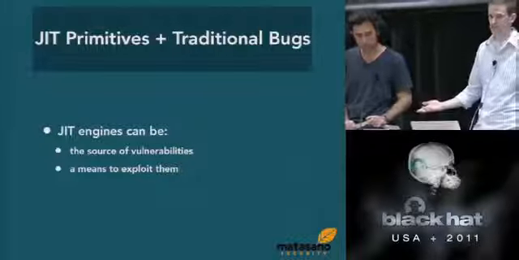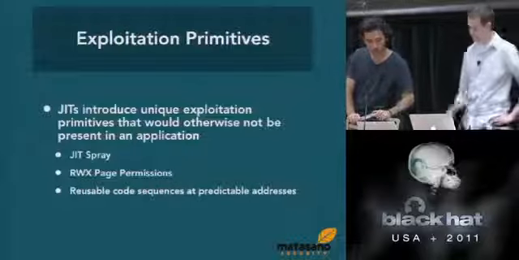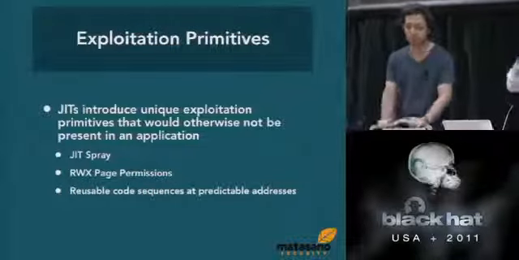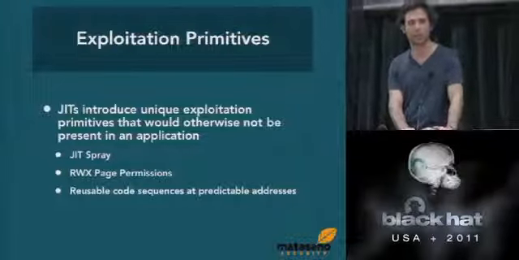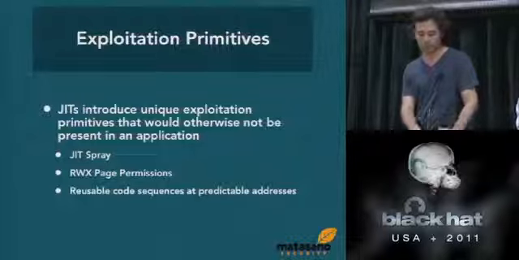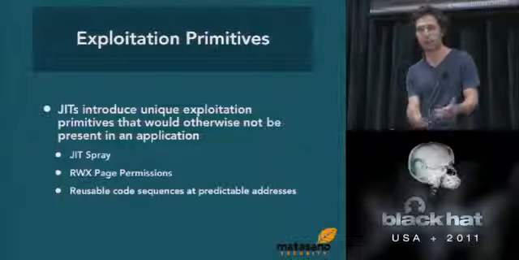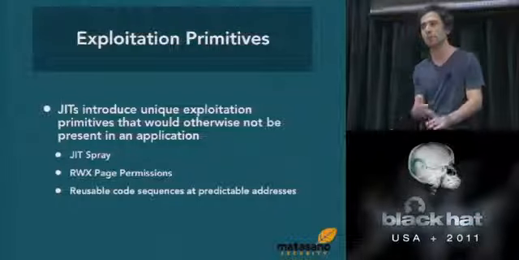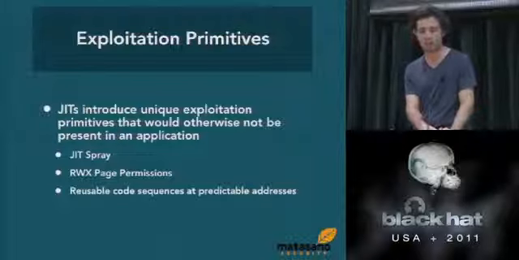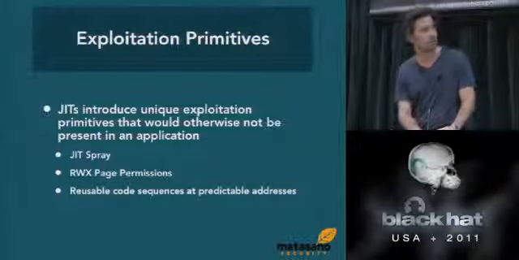And things like native code emission are an obvious one. Some exploitation primitives that they introduce is a JIT spray. JIT spray was written about and spoken about by Dion last year, which we'll get to in a little bit. Also, you're allocating and using readable, writable, and executable pages, which goes against a lot of modern operating system policy. And there's also some ROP implications, which we're going to discuss also.